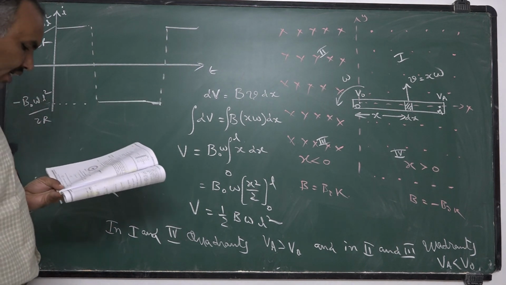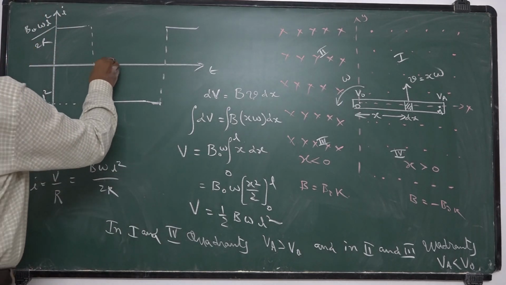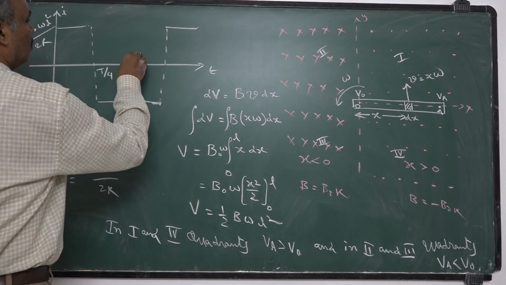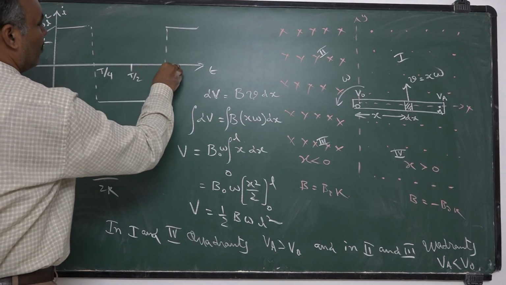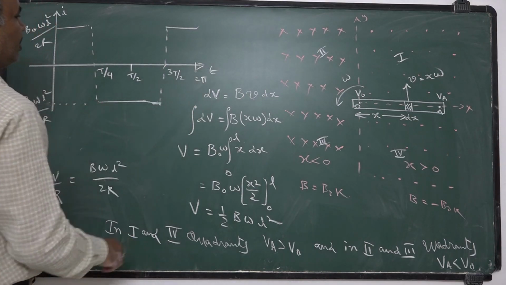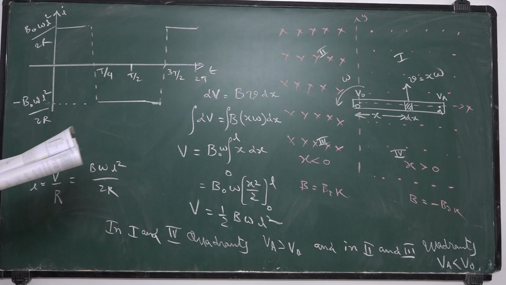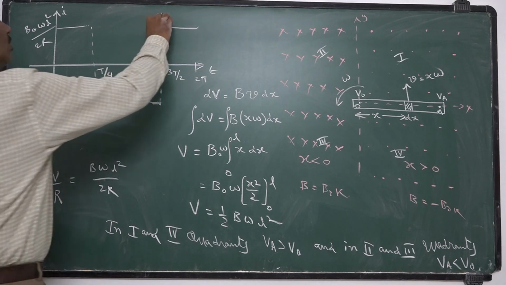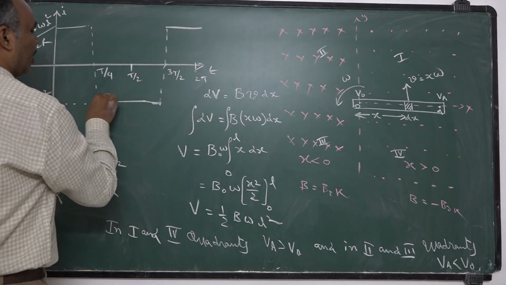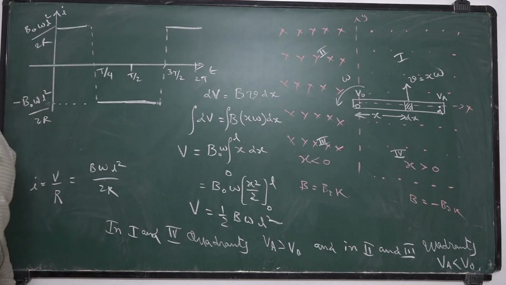This is the graph between them. So the first quadrant means T by 4. This is T by 2. This is 3T by 2. It is 2T. From 3T by 2 to 2T the current is positive. Here the current is negative. Here the current is negative. Here the current is positive. This is the trend of the induced current followed. I hope everybody understood the solution.